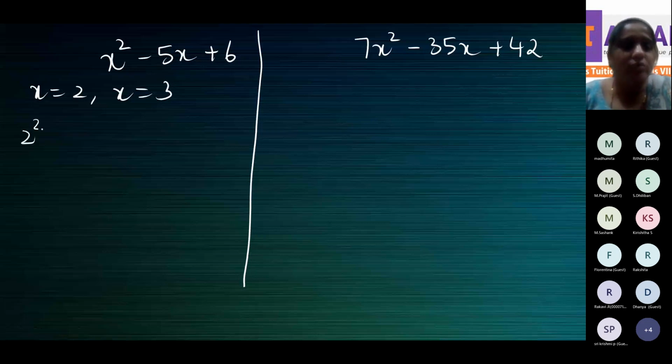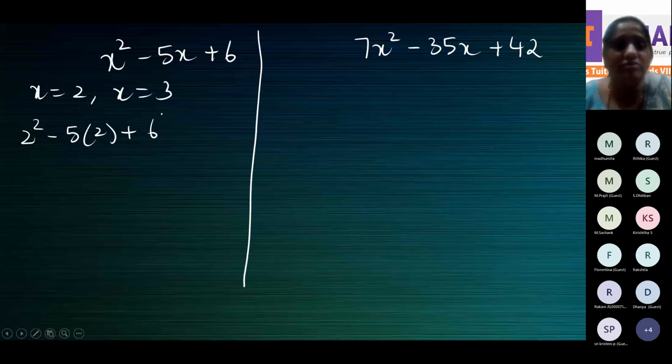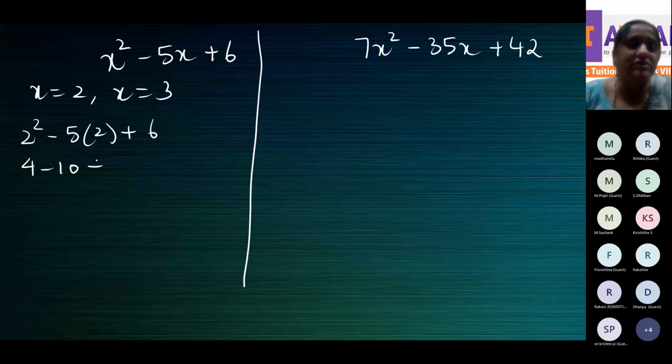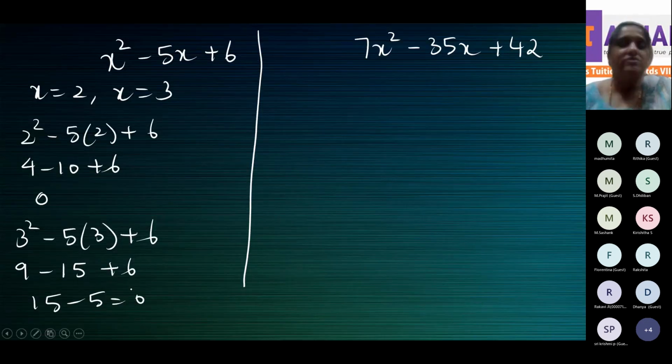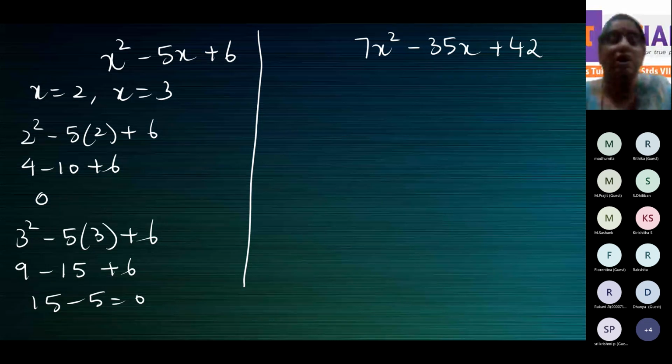So let's try that. 2 squared minus 5 into 2 plus 6. You must get 0. Only then they are the zeros. So 4 minus 10 plus 6, so 10 minus 10, 0. And when you use 3? 3 square minus 5 into 3 plus 6. 9 minus 15. Correct. So 2 and 3 are the zeros of this quadratic polynomial because in place of x, when we use 2 or 3, the value of the polynomial is 0.